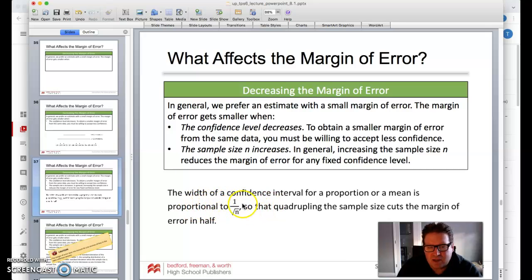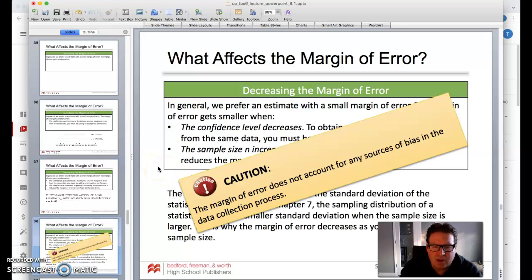For proportion or mean, it's proportional to 1 over square root of n. So if we quadruple the sample size, if we make it 4 times bigger, the square root of 4 is 2, so it's going to cut the margin of error in half. Now the margin of error does not account for any sources of bias, so remember those sources of bias that we talked about. That could incorporate some of that error as well.